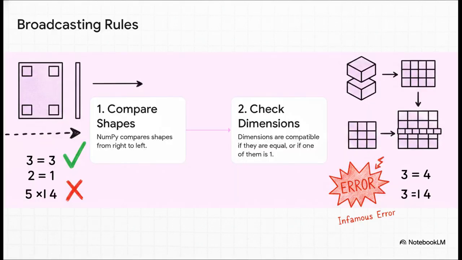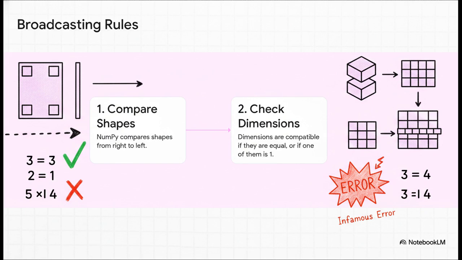So how does it know when it can do this? It's not actually magic. It follows two really simple rules. First, it lines up the shapes and compares them from right to left. Second, for each pair of dimensions it compares, they're compatible if they're either the exact same number or if one of them is 1. So a 3-4 matrix and a 4 vector, the rightmost dimensions are both 4. They match. We're good to go.